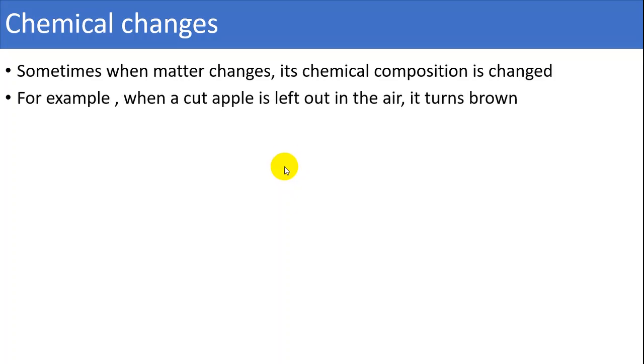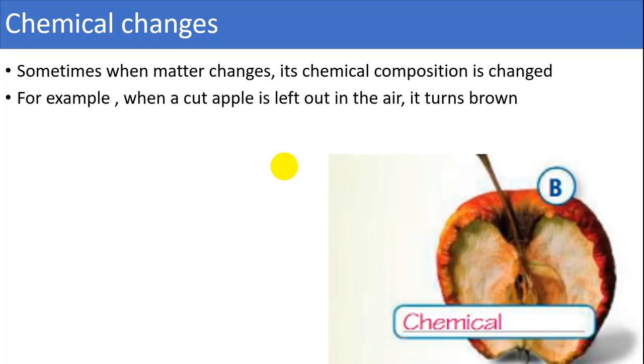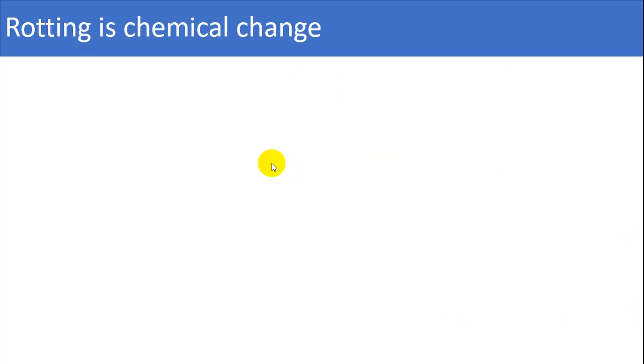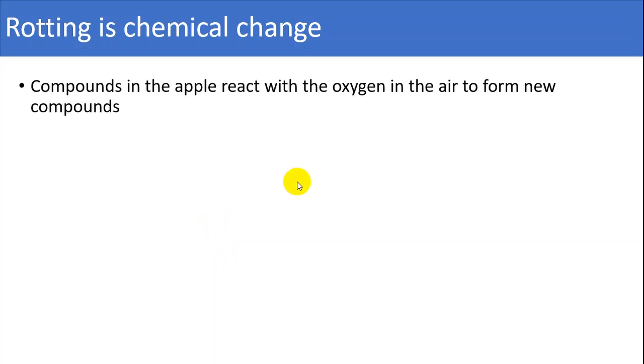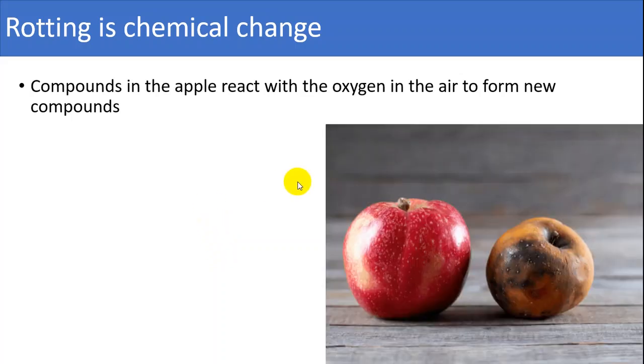But a chemical change is related to the structure. Sometimes when matter changes, its chemical composition changes. For example, when a cut apple is left out in the air, it turns brown. This is related to chemical changes, such as rotting. So rotting is a chemical change, because the apple changes into a new substance. Rotting happens when a chemical compound in the apple reacts with oxygen in the air to form a new compound. Once we form a new one, this is a chemical change.